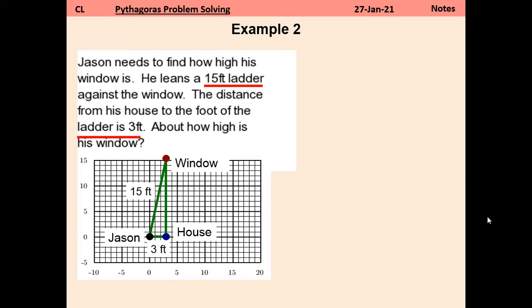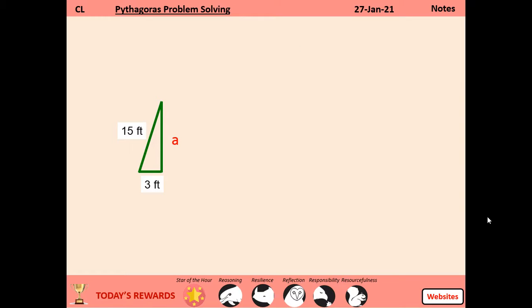So I'm going to ask you now, am I working out one of the shorter sides, or am I working out the longer side? From the house to the window, I'm working out one of the shorter sides. So what do I do? Okay, let's call the shorter side that we don't know A. Let's call that B, let's call that C.